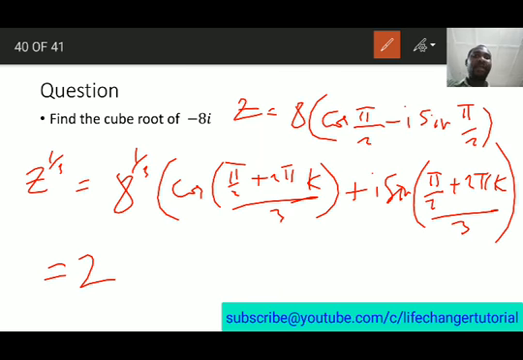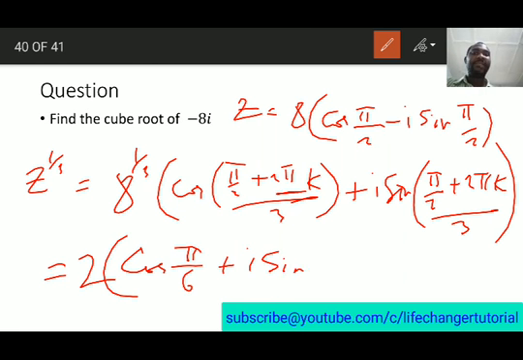Into, now remember, you start with k equal to 0, k equal to 1, k equal to 2. So when k is 0, what are you going to get? It's going to give us cos pi over 6, because if 2 pi k is 0, I'll be left with just pi over 2 divided by 3, and pi over 2 divided by 3 is pi over 6, plus I sine pi over 6. And remember, pi over 6 means 30 degrees.